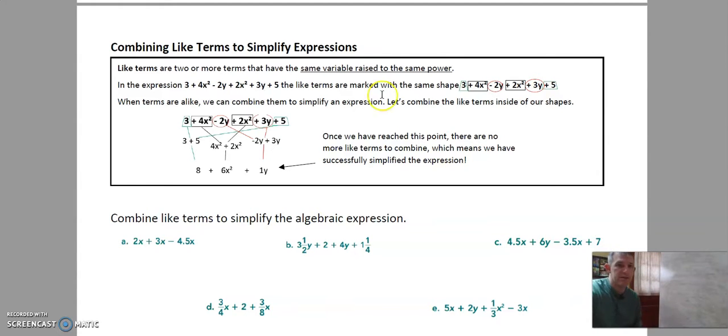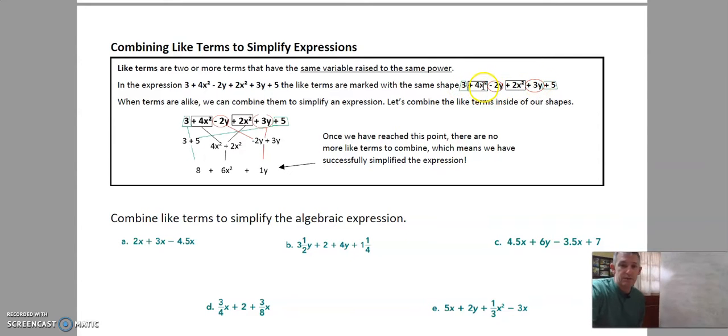In the expression 3 plus 4x squared minus 2y plus 2x squared plus 3y plus 5, the like terms are marked with the same shape. Look at these trapezoids. These are like terms because they do not have a variable. You can not have a variable and still be alike. For example, before I had a smartphone, I would be like someone else who didn't have a smartphone, because we had that in common. So you can be alike without having a variable.